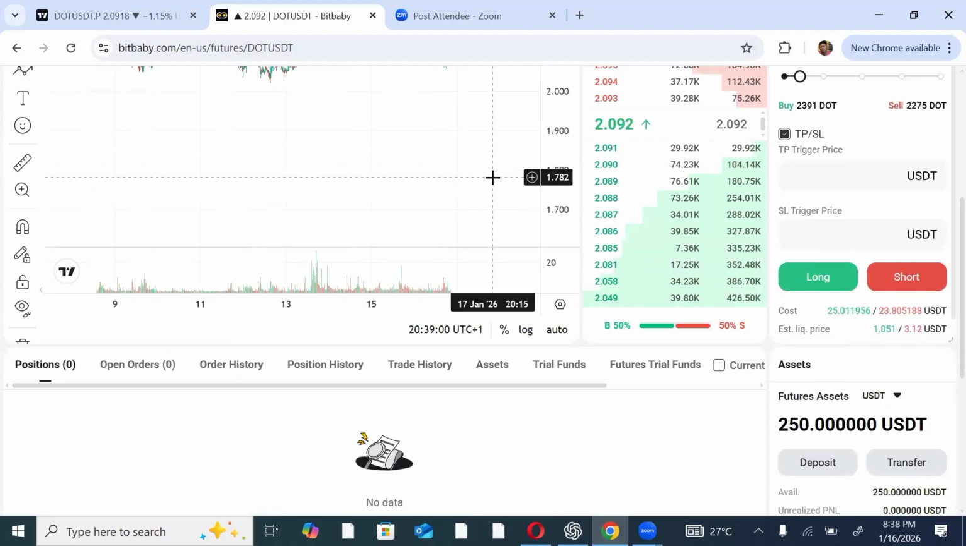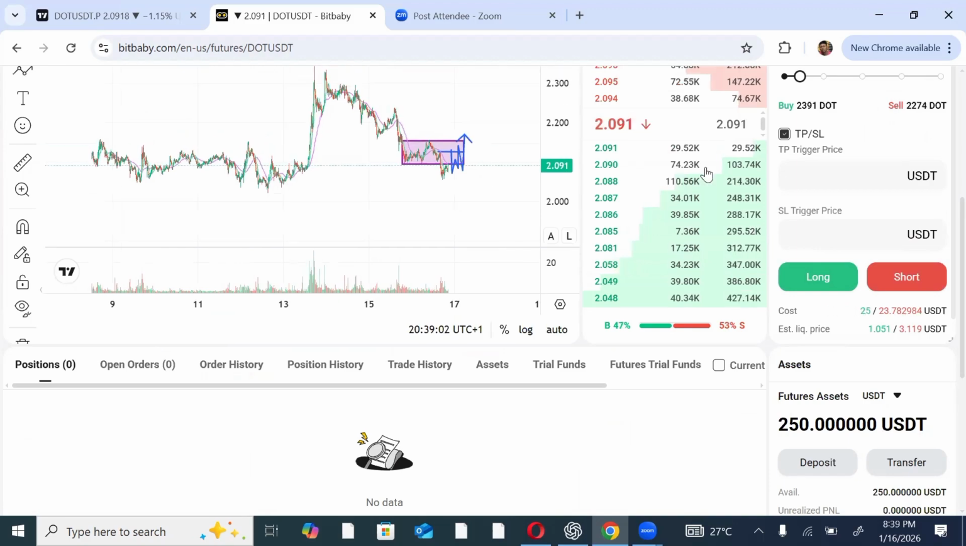So sad I've not gotten my confirmation yet. I would have taken this trade with you guys. But anyway, this is how you trade on Bitbaby.